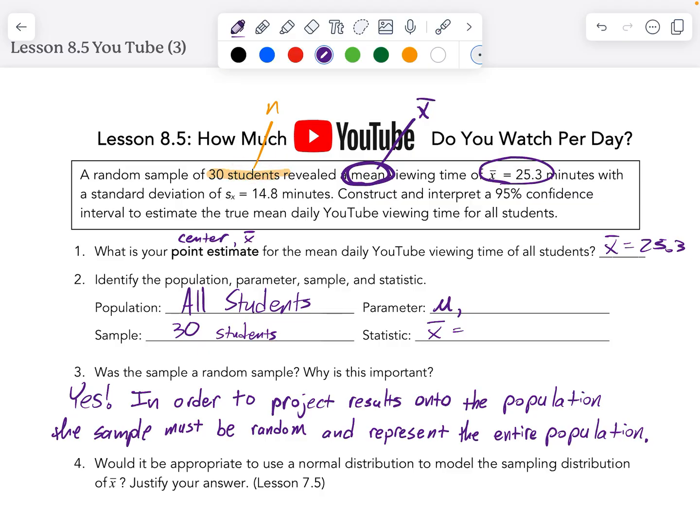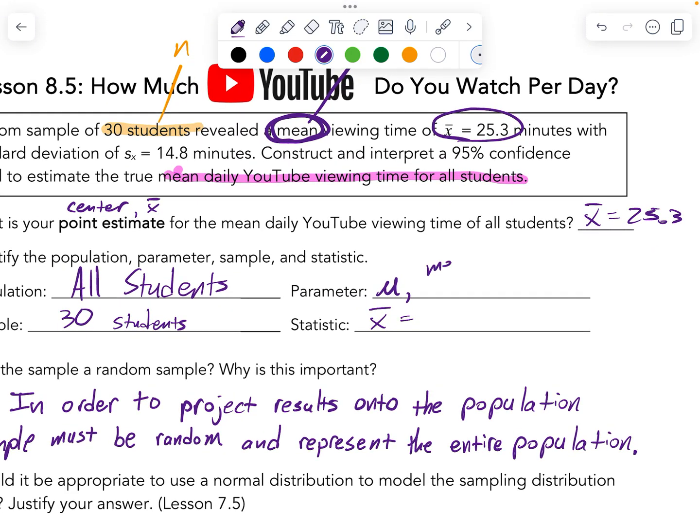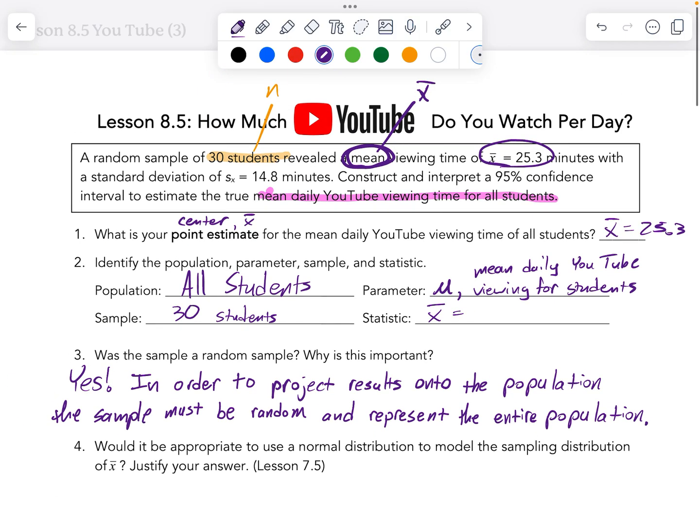The parameter is mu, which is in words now. Well, you could always look for it, folks. It's right here. This is the parameter in words, and it's worth your time to write it out. It is the mean daily YouTube viewing time for students. All right, the sample size is just 30. And the statistic, again, is x bar, which is 25.3.